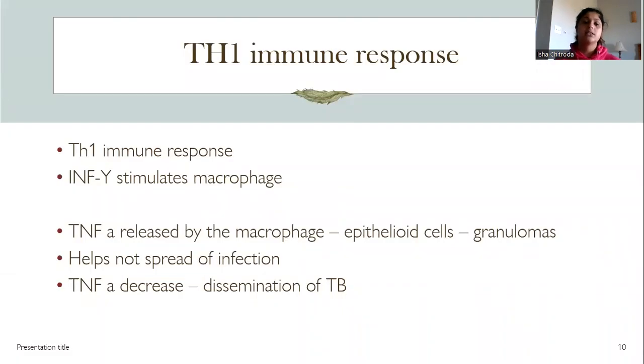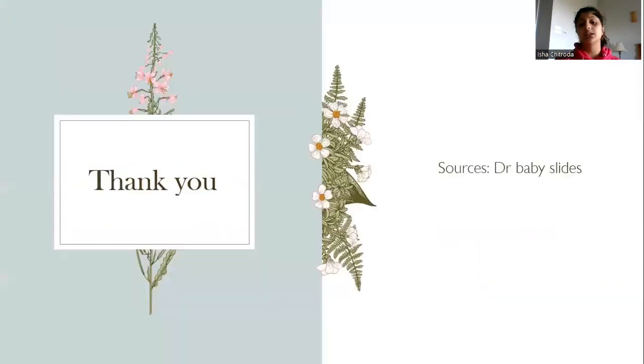So as we already discussed before, this is a Th1 type of immune response, and interferon gamma is a cytokine responsible for stimulation of macrophages by the Th1 cells. And why can we not use tumor necrosis factor alpha inhibitors for tuberculosis? Because TNF alpha is released by the macrophages, leads to formation of epithelioid cells and granulomas, etc. And it basically helps prevent the spread of this infection. So if there's a decrease in tumor necrosis factor alpha or inhibition, then there will be spreading or dissemination of tuberculosis. So thank you very much, and these are my sources.